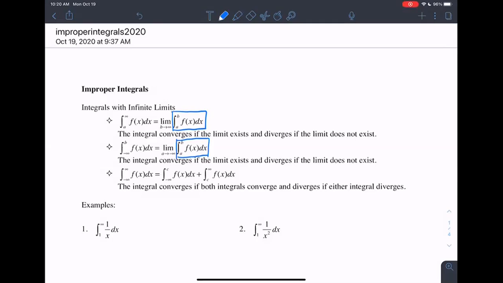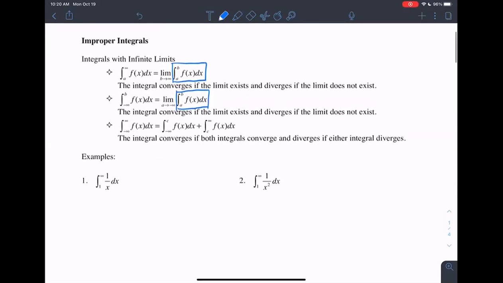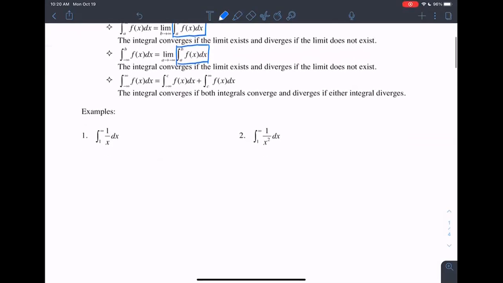So let's see how this might work in practice. And we'll start with one that's kind of nice in terms of the integral itself. We're just integrating 1 over x. Who remembers what the integral of 1 over x is?